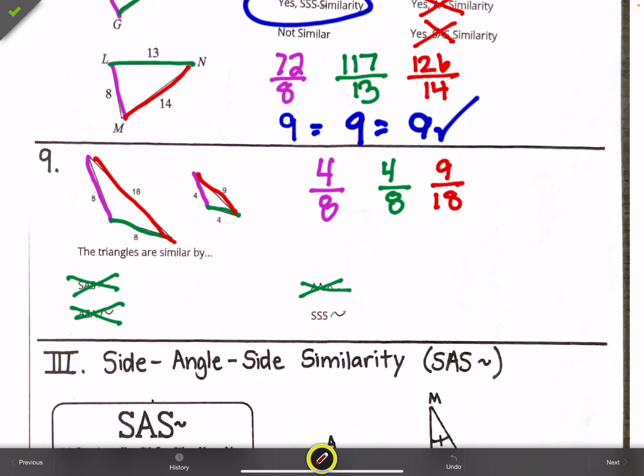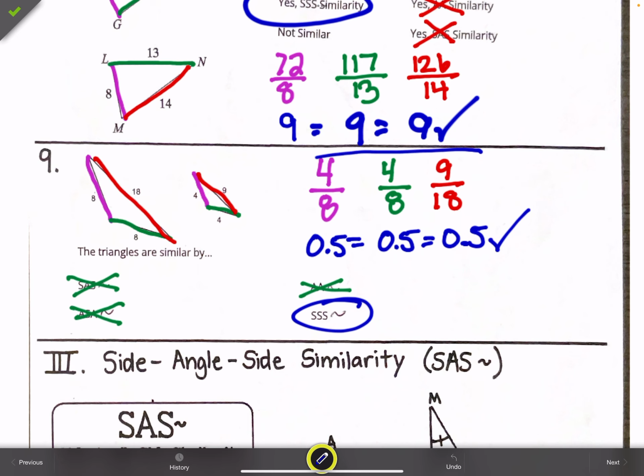Okay, do the math. Now, the good news is I can do this in my head if you can't go to Desmos, but you will get 0.5, 0.5, and 0.5. They all match. So yes, side, side, side similarity. But again, on your work, we're going to ask to see this. You can't just circle an answer.